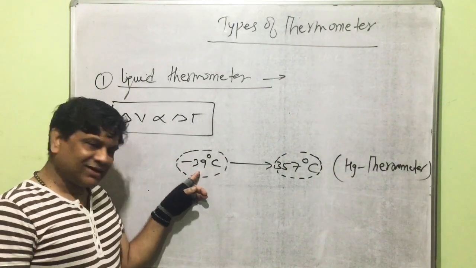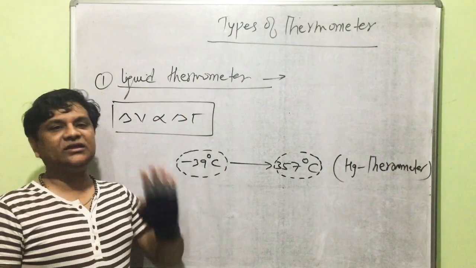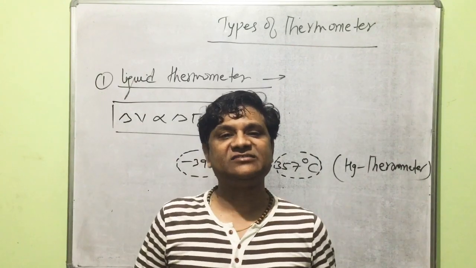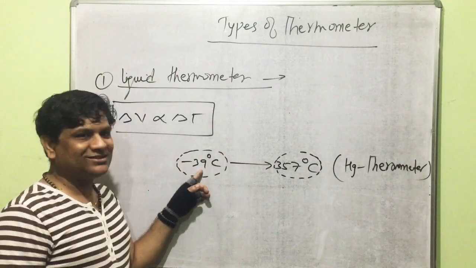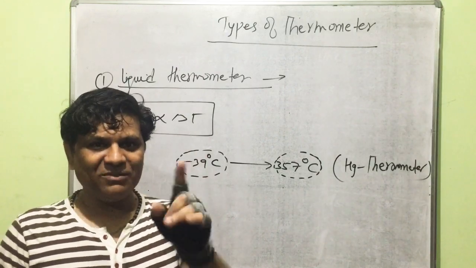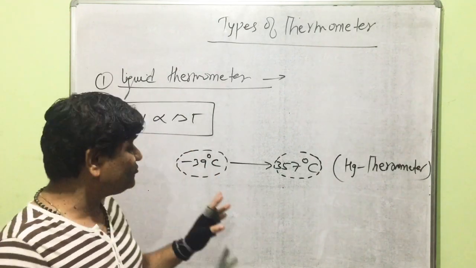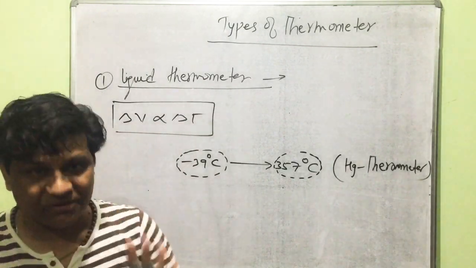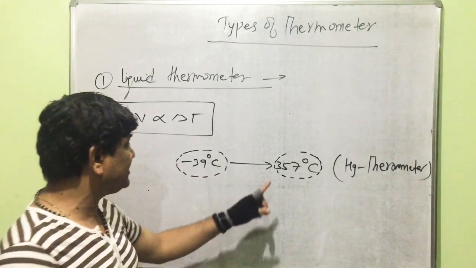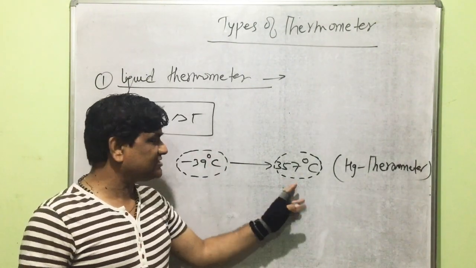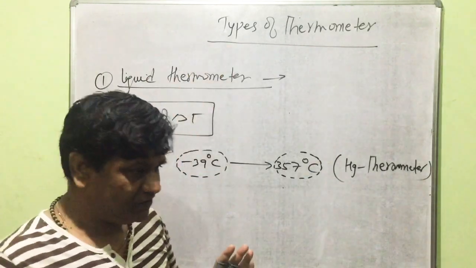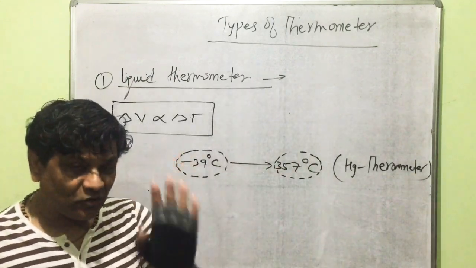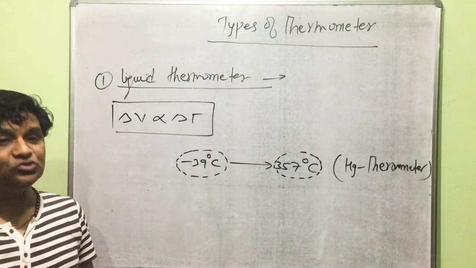Now, mercury cannot measure the temperature below minus 39 degrees Celsius. Why? Below minus 39 degrees Celsius, mercury starts to freeze. If mercury starts to freeze, it will convert into a solid form, and this is not a solid thermometer, it is a liquid thermometer. So, mercury cannot measure the temperature above 357 degrees Celsius because above this temperature, mercury starts to vaporize, and mercury cannot measure the temperature below minus 39 degrees Celsius because below minus 39 degrees Celsius, mercury starts to freeze.